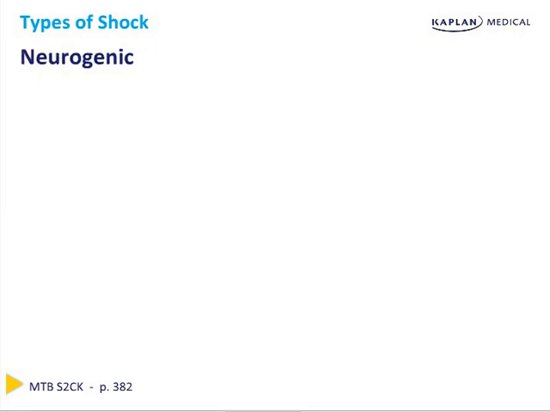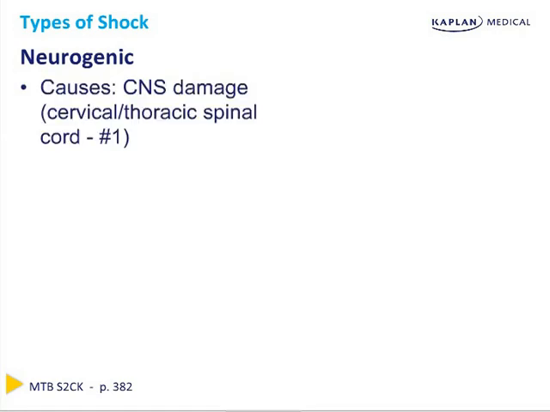We will now move on to discuss several types of distributive shock, in which perfusion pressure to the vital organs is lost because a normal intravascular volume of blood is being incorrectly distributed to the wrong organs. The first type is neurogenic shock, which results from damage to the spinal cord, usually at the level of either the cervical or thoracic cord.